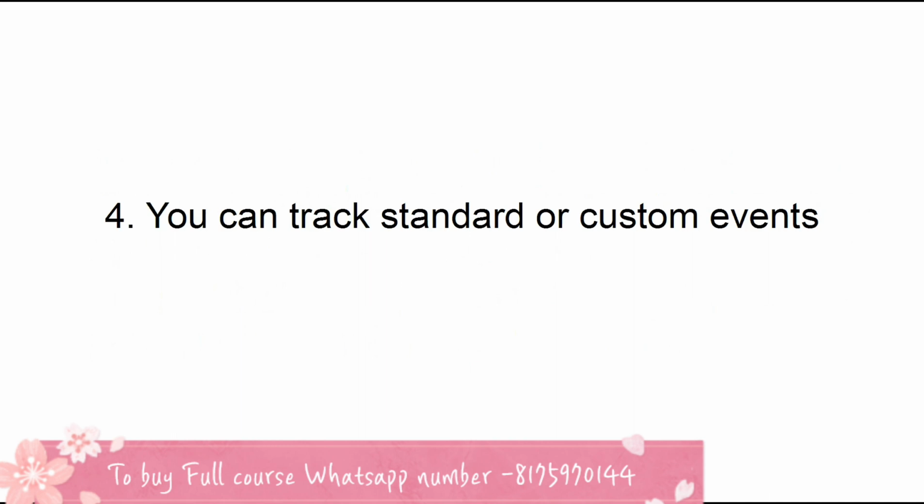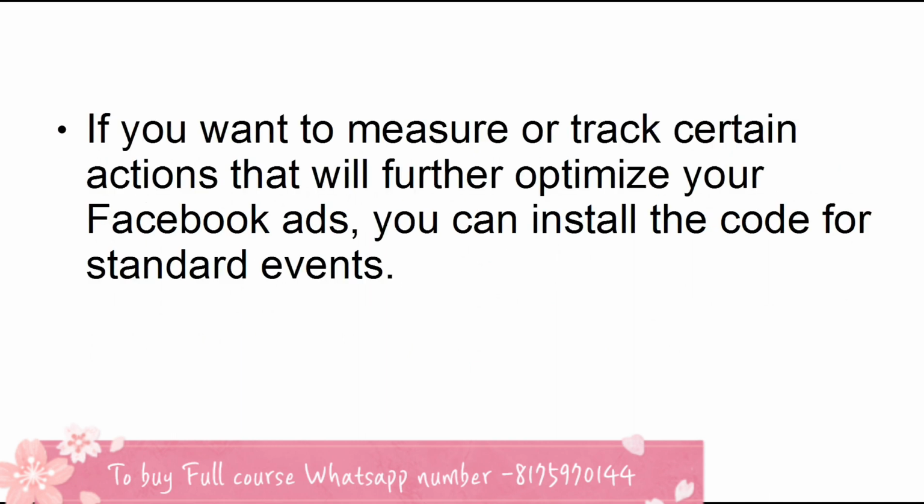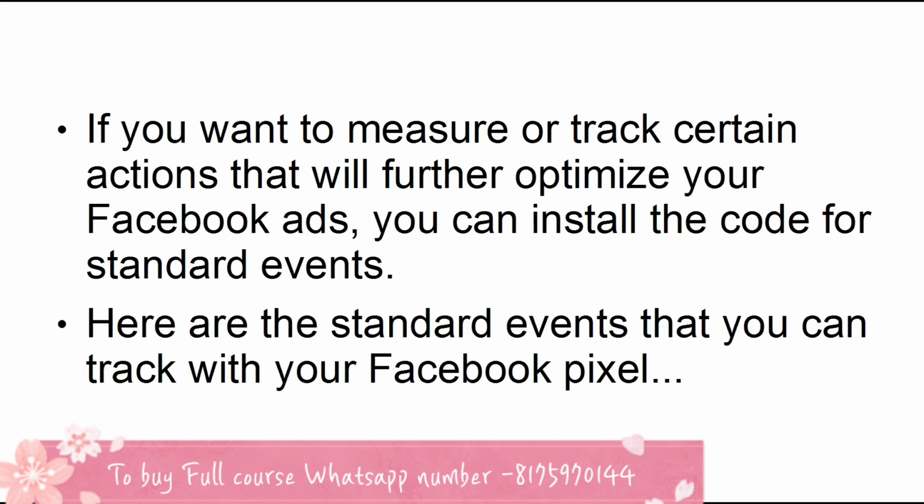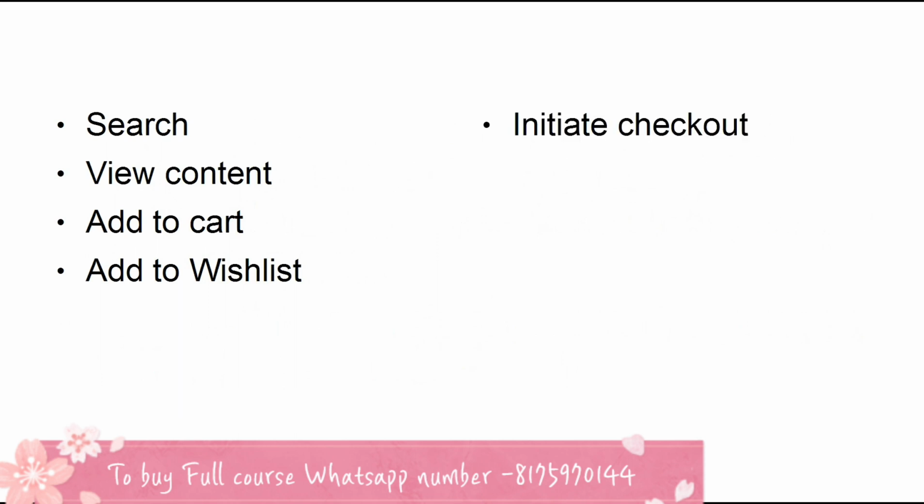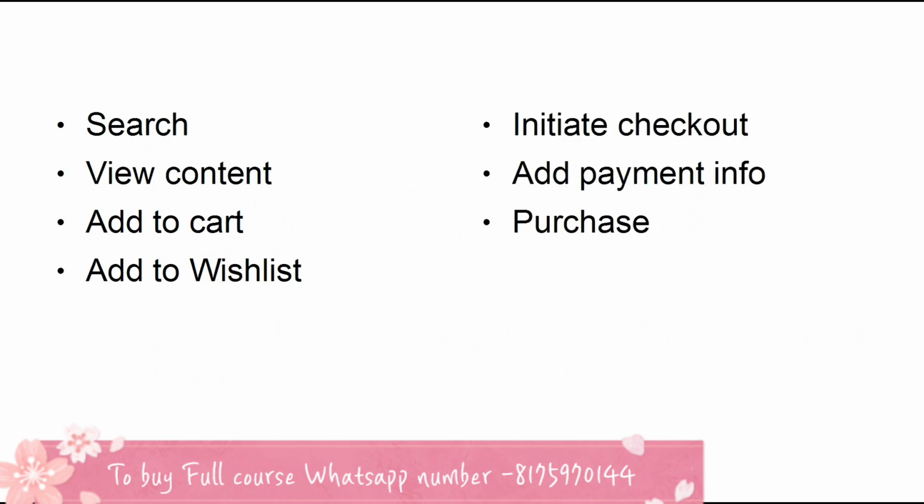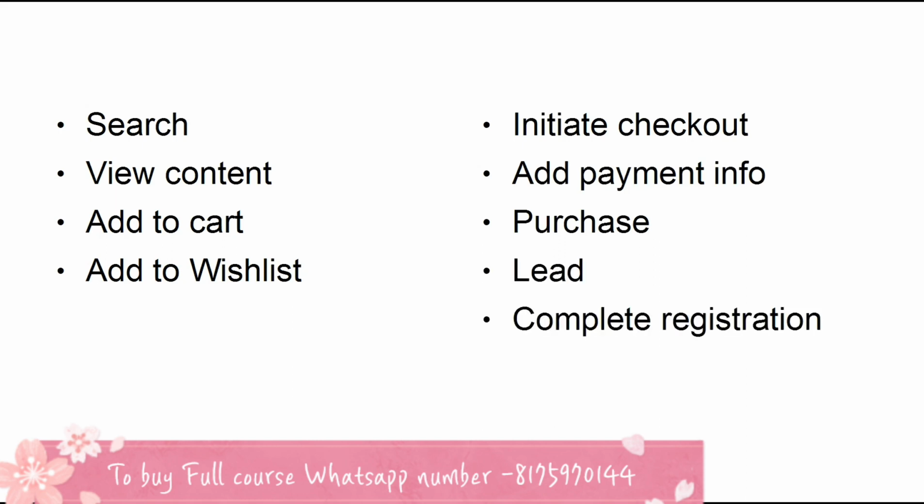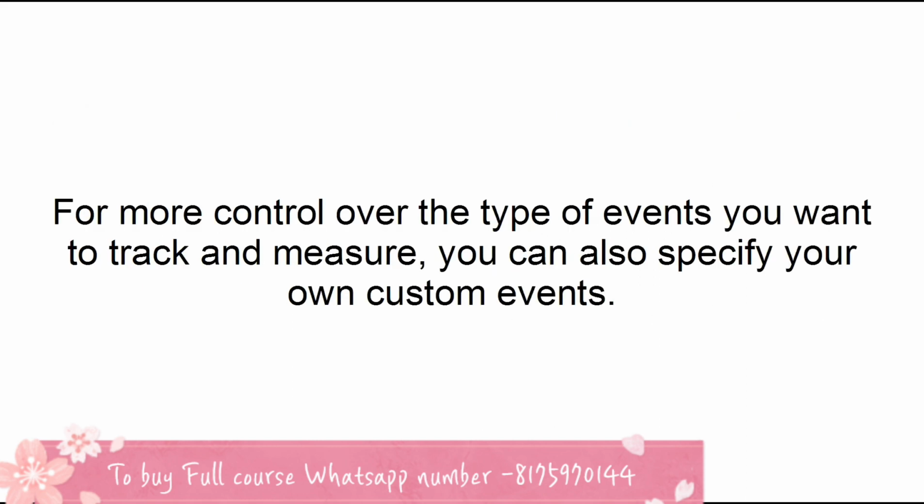4. You can track standard or custom events. If you want to measure or track certain actions that will further optimize your Facebook ads, you can install the code for standard events. Here are the standard events that you can track with your Facebook Pixel. Search, view content, add to cart, add to wish list, initiate checkout, add payment info, purchase, lead, complete registration. For more control over the type of events you want to track and measure, you can also specify your own custom events.